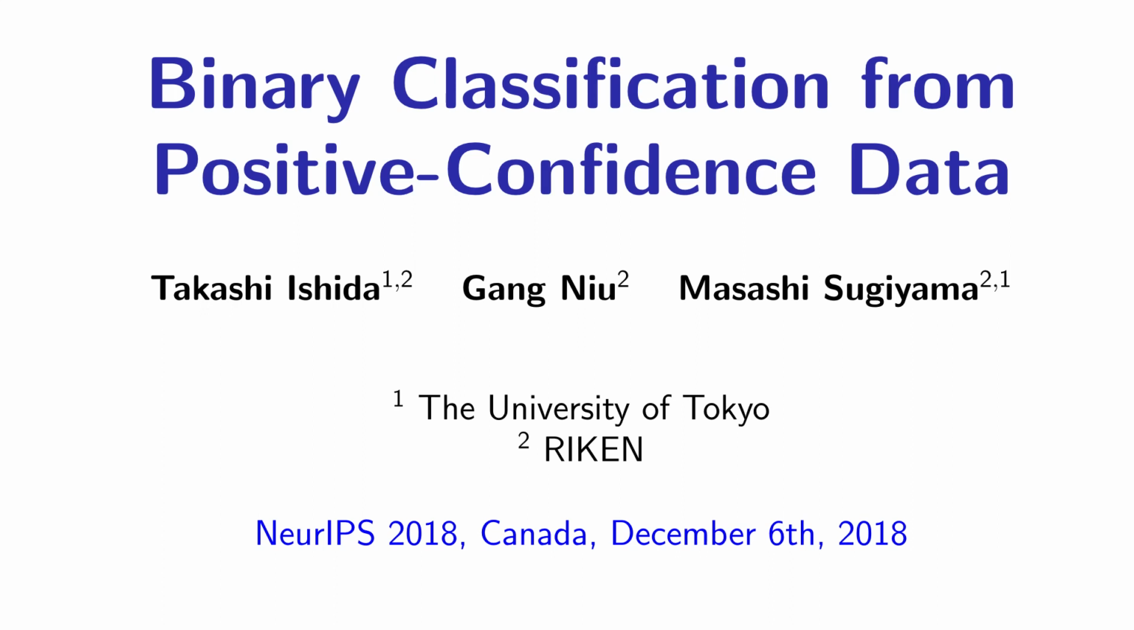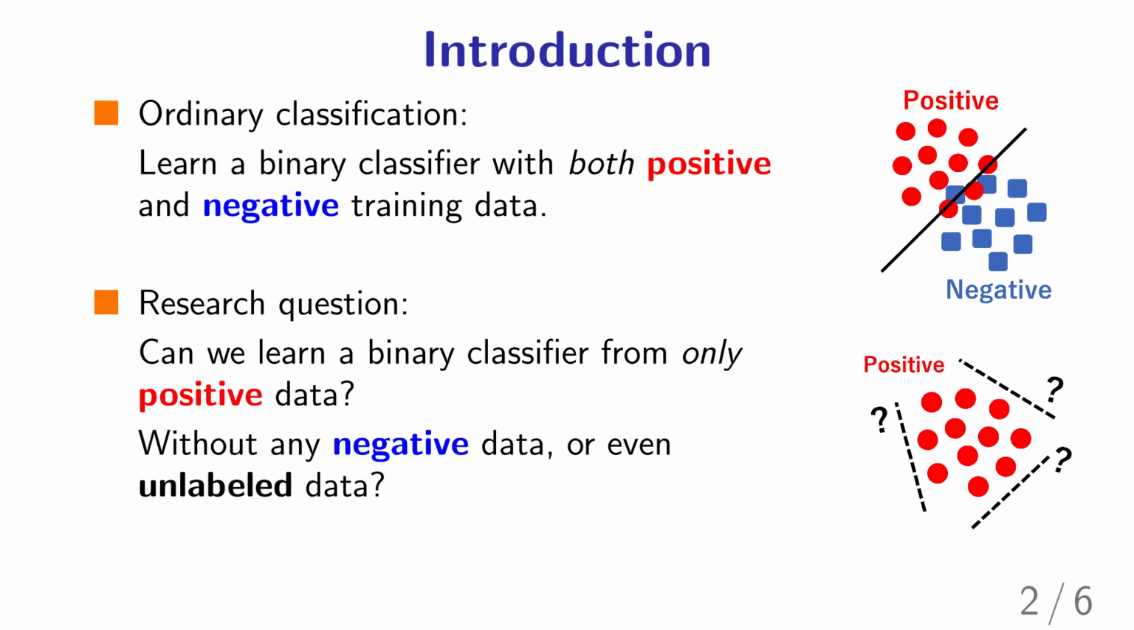Hi, today we are going to talk about binary classification from positive confidence data. If you think about the ordinary binary classification setup, you learn a binary classifier with both positive and negative training data. However, in the real world, sometimes you can collect positive data, but you cannot collect any negative data. So here's a research question. Can we learn a binary classifier from only positive data?